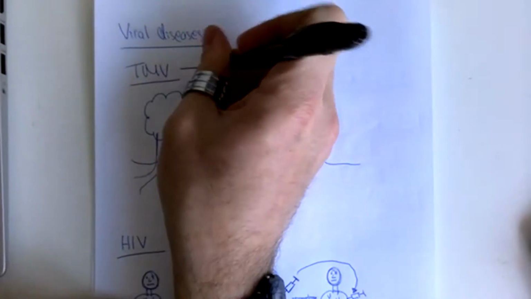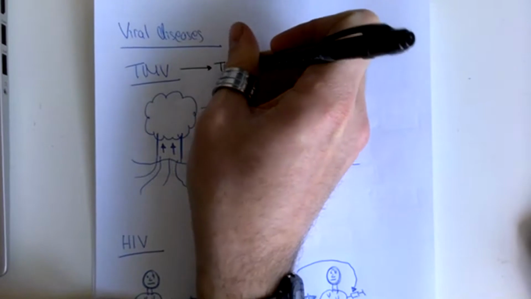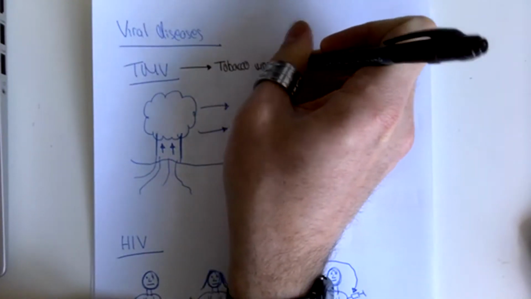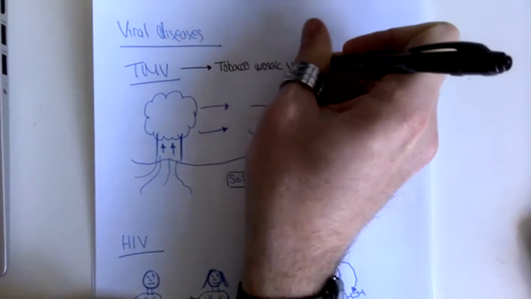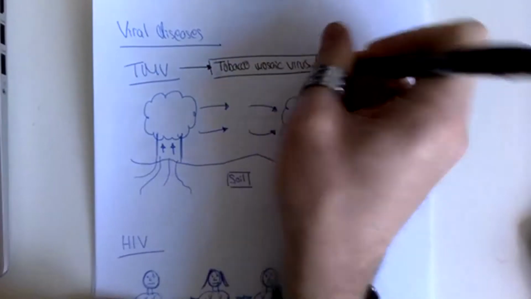it's called TMV, which is an abbreviation for tobacco mosaic virus. So this is found in plants.